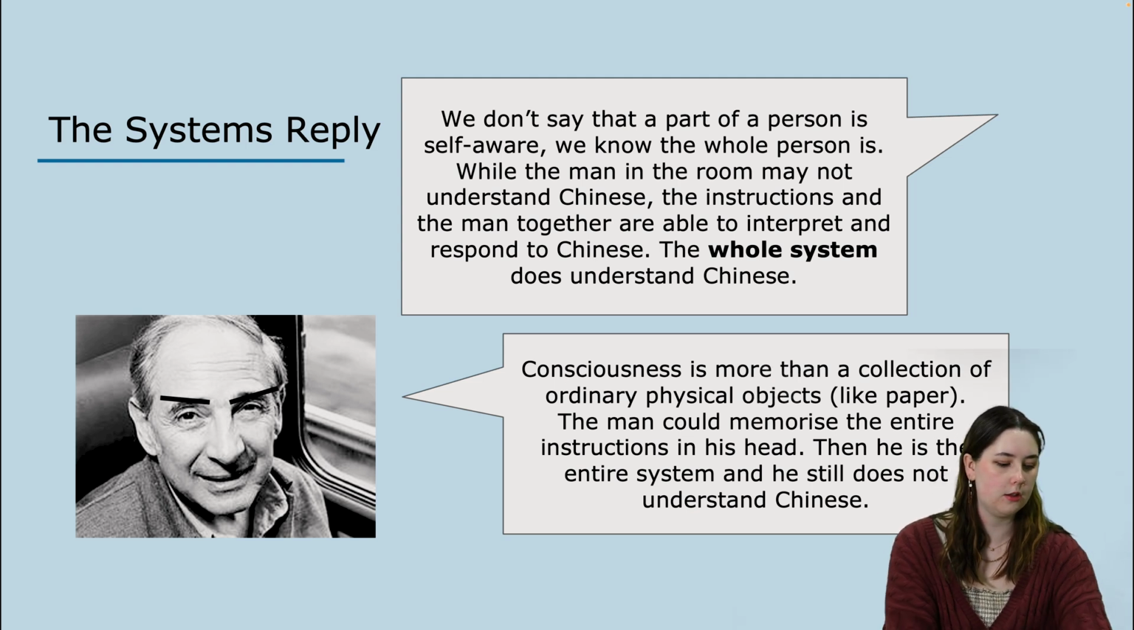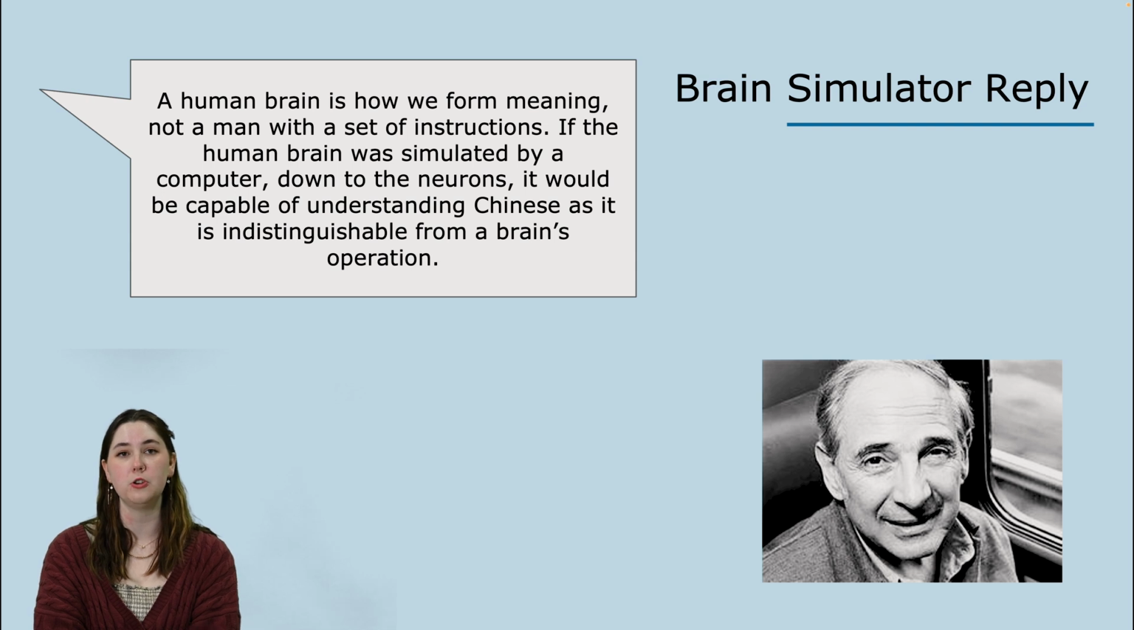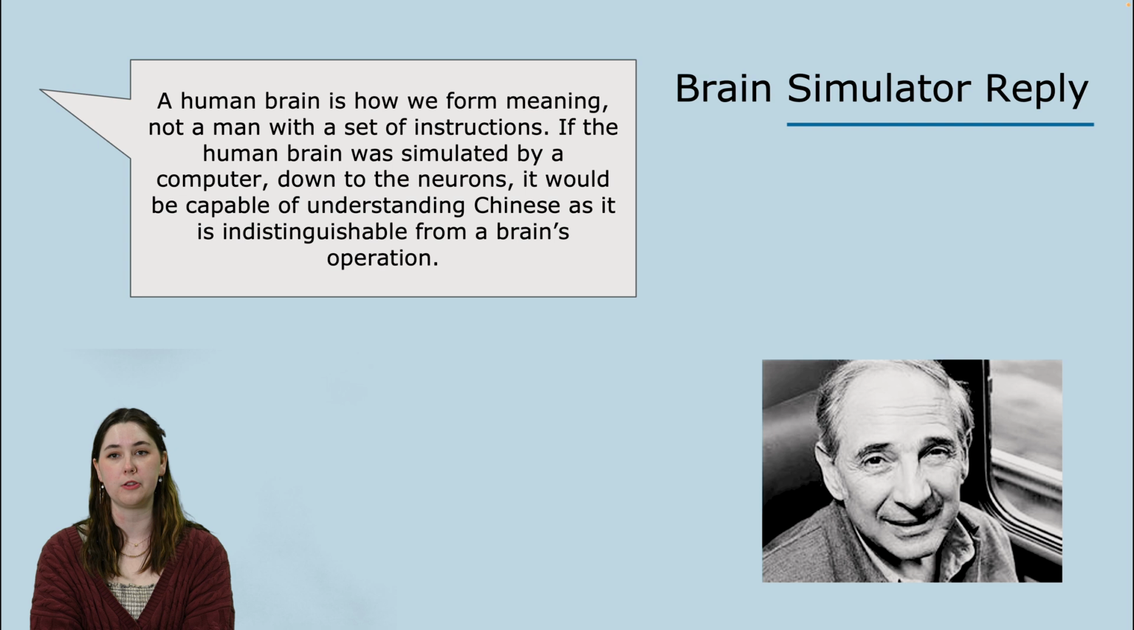Our next argument is the brain simulator reply. So this reply goes, the human brain is how we form meaning, not a man with a set of instructions. If a human brain was simulated by a computer down to the neurons, it would be capable of understanding Chinese, as it is indistinguishable from a brain's operation.